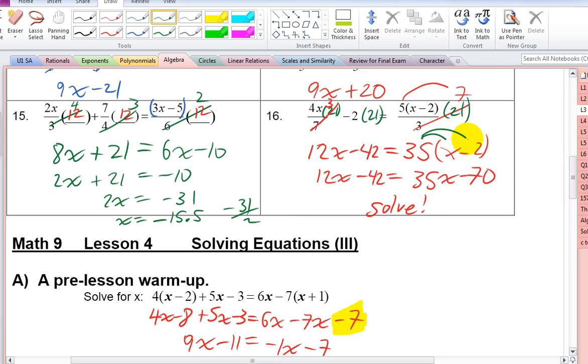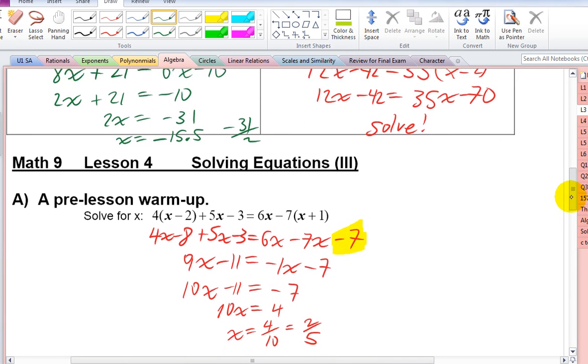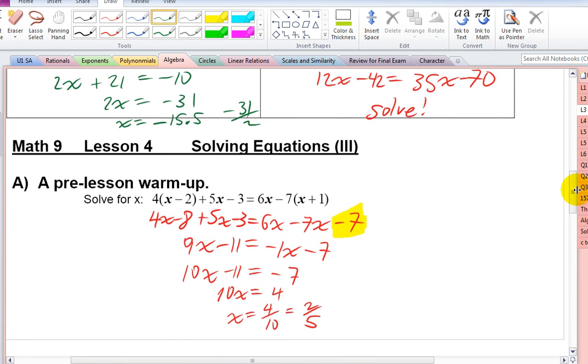Multiply in, Michi. 35 times negative 2. Jamie? Did you get this proper? Yeah, I got it right. Then I got 9x minus 11 equals 6x minus 7x minus... Well, what I just said, combine these together.